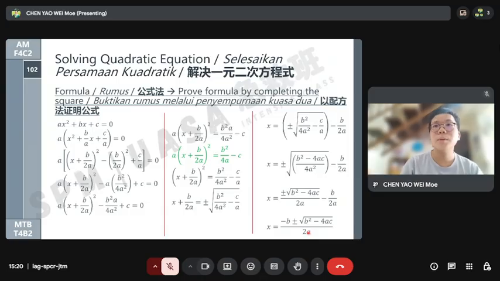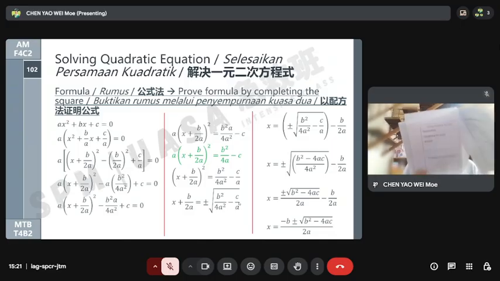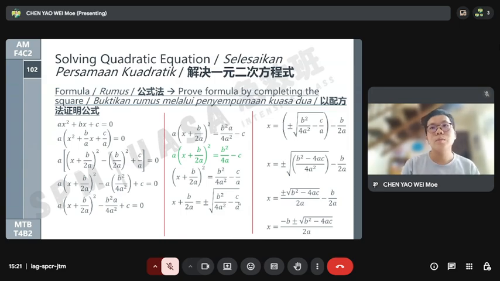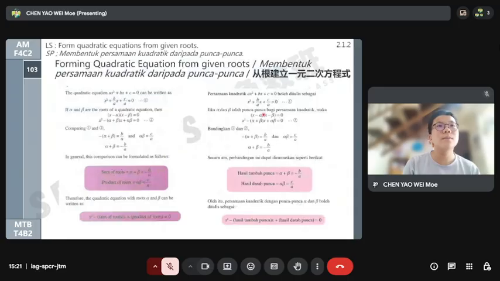Next topic we learn about is how do we form a quadratic equation from its roots. In the normal way, we have the equation and we want to get the roots, but today we want to get the quadratic equation from the roots.